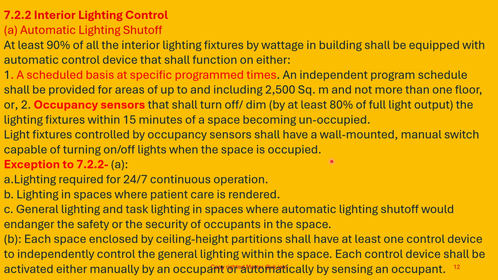Exception to this rule is: A. Lighting required for 24/7 continuous operation. B. Lighting in spaces where patient care is rendered, hospital, healthcare systems. C. General lighting and task lighting in spaces where automatic lighting shut-off would endanger the safety or security of occupant in the space.